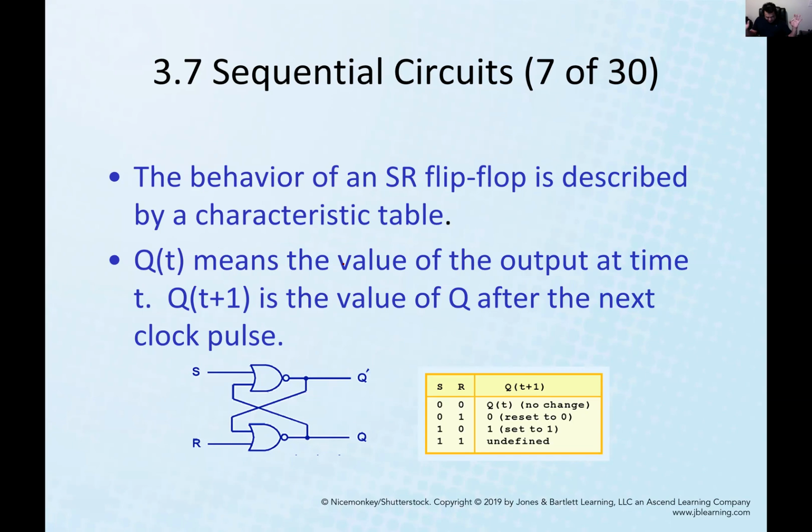If the circuit is a combinational circuit, we call the table a truth table, which we already know. But if the circuit is a sequential circuit, we call it a characteristic table. Let's see how it works. On the left side of the characteristic table, we have all possible combinations for S and R. S and R are two inputs, so the maximum is 4 combinations. And on the right, we have Q(t+1).